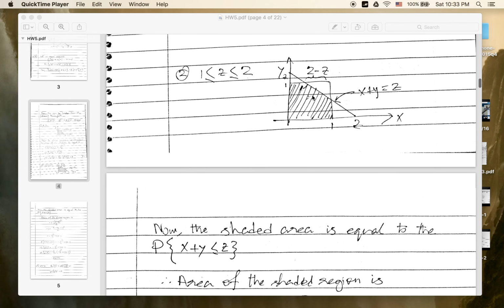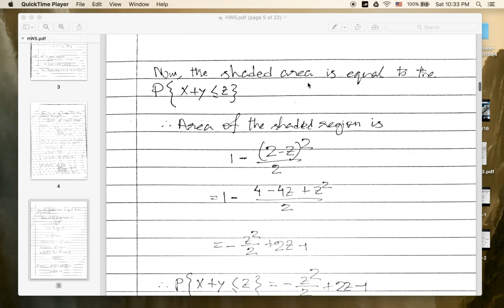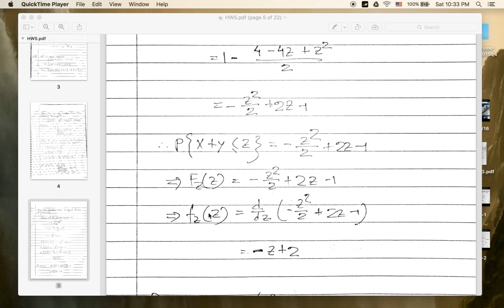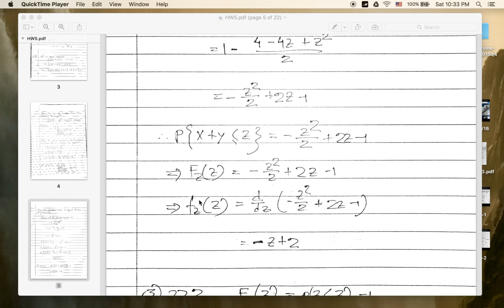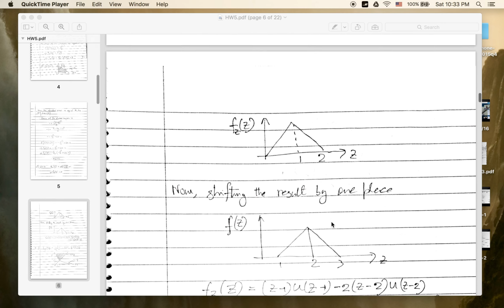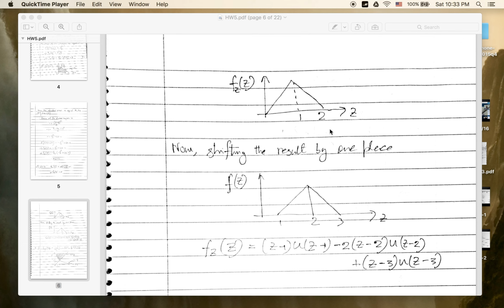The area of the shaded region is nothing but 1 minus this area, which turns out to be minus z square by 2 plus 2z minus 1. So we can take differentiation of this one, and we will get the small fz, that is the density function, equals minus z plus 2. And when z is greater than 2, we know that capital Fz would be 1, so small fz is 0, the density function is 0 over that range. So for this the fz is defined as this.